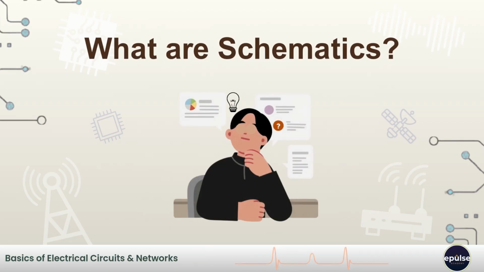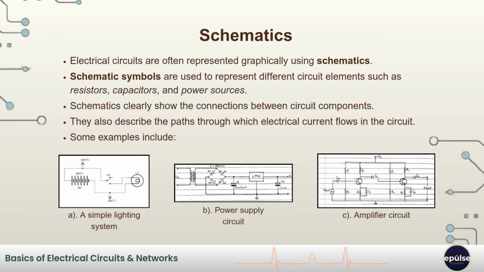What are schematics? Now, a schematic is a drawing of a circuit that shows how electrical components are connected. Instead of drawing the real physical shapes of components, engineers use special symbols to represent them. Components like resistors, capacitors, and power sources use standard symbols as their representation. Schematics clearly show how components are connected, and they describe the path through which electrical current flows in a circuit.